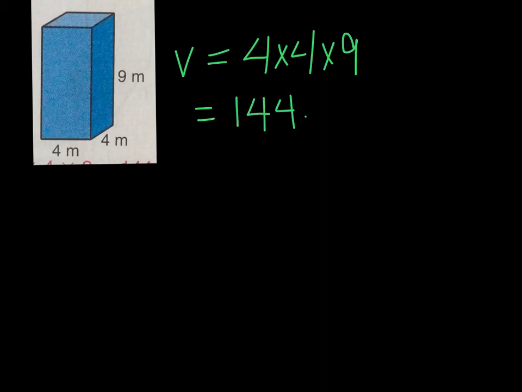Here's a rectangular prism with 4 by 4 by 9 dimensions. I want you to figure out the volume and then come back and check your work against mine. For this one, the volume equals length times width times height. So I'm just going to go 4 times 4 times 9, and when I multiply that, I get 144 meters cubed. I hope that's what you were able to get also.